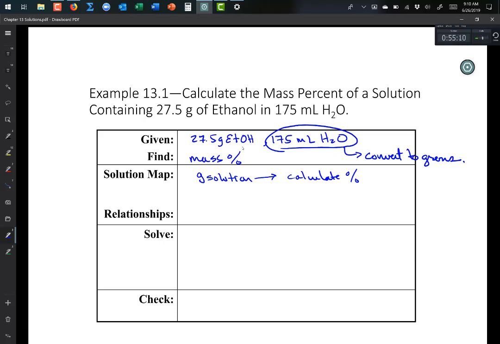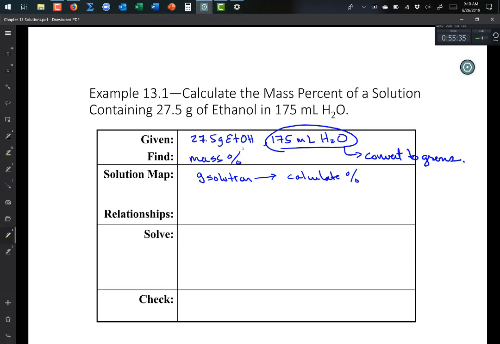You guys know what the density of water is approximately? It's 1 gram per milliliter. Okay? So if you have 1 milliliter of water, it weighs about 1 gram. So if you have 175 mL of water, how much does that weigh? 175 grams.